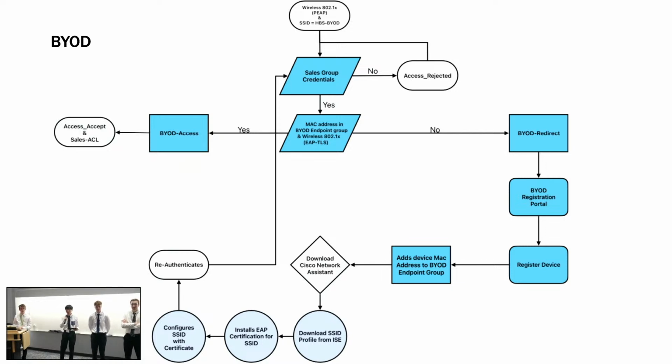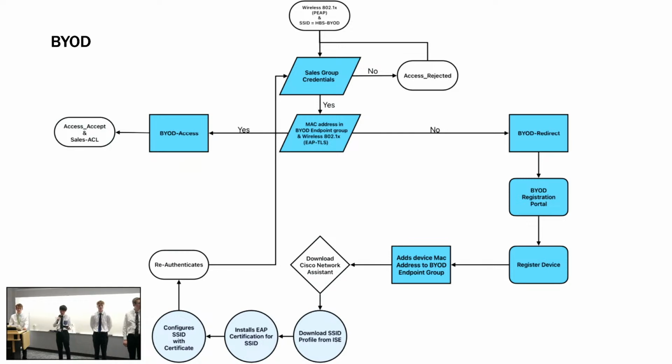And I'll be briefly going over the flow chart over here and how this works. But basically, the first thing it does is make sure that you are connecting through PAP, as well as making sure that you're connected to the HBS BYOD network. And then it checks, similar to guest, your MAC address endpoint. If it's not in the endpoint group, it'll redirect you to another redirection page. In this page, you'll put in your MAC address as well as the name for the MAC address.